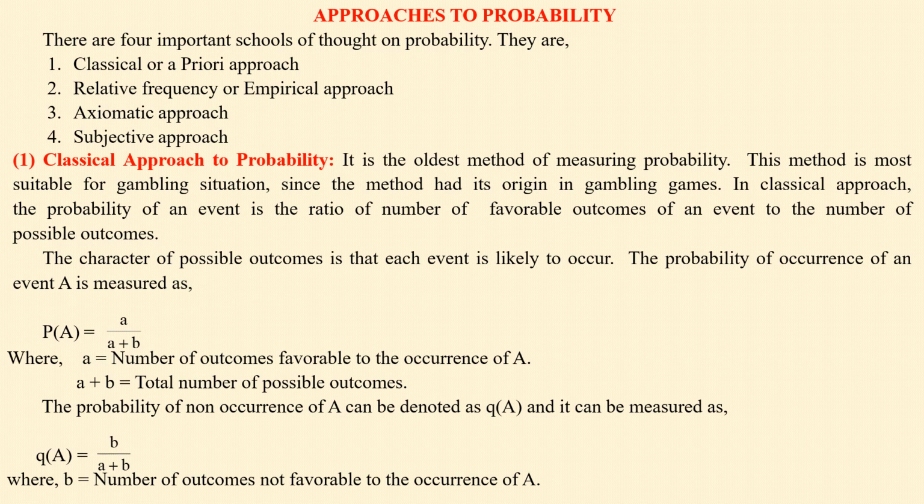Then the probability of non-occurrence of A can be denoted as Q(A), and it may be measured as P(B). Q(A) equal to b by a plus b, where b is the number of outcomes not favorable to the occurrence of A. So as I mentioned, it can be denoted as P(B), and the same formula is to be applied.